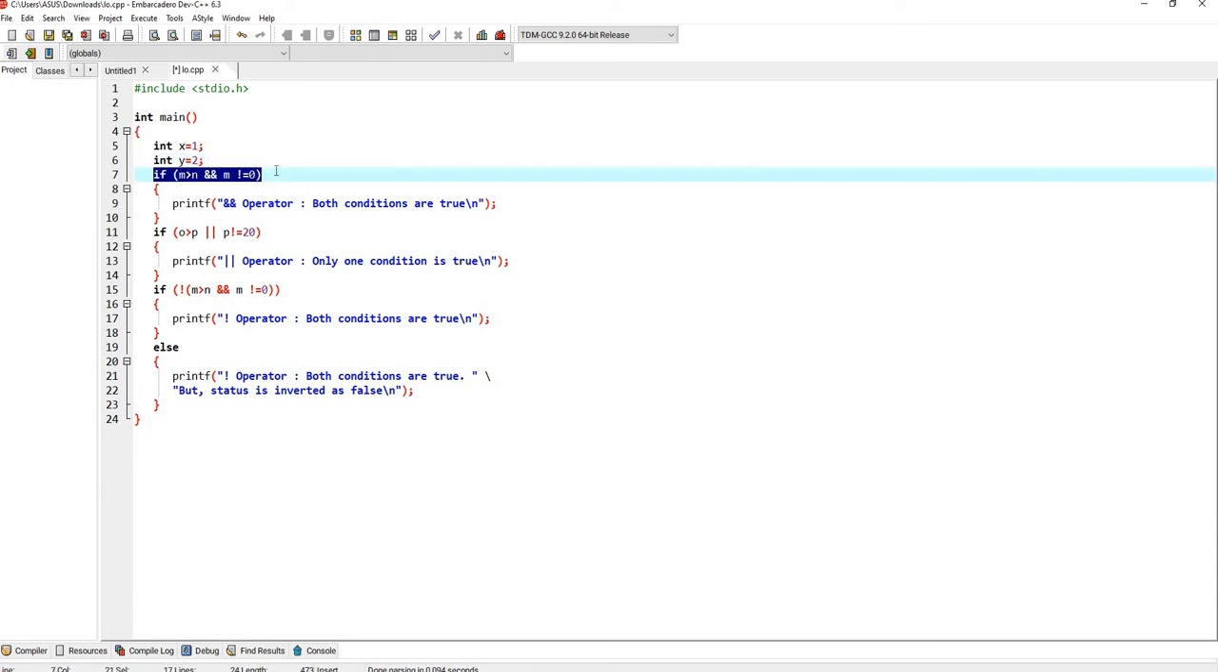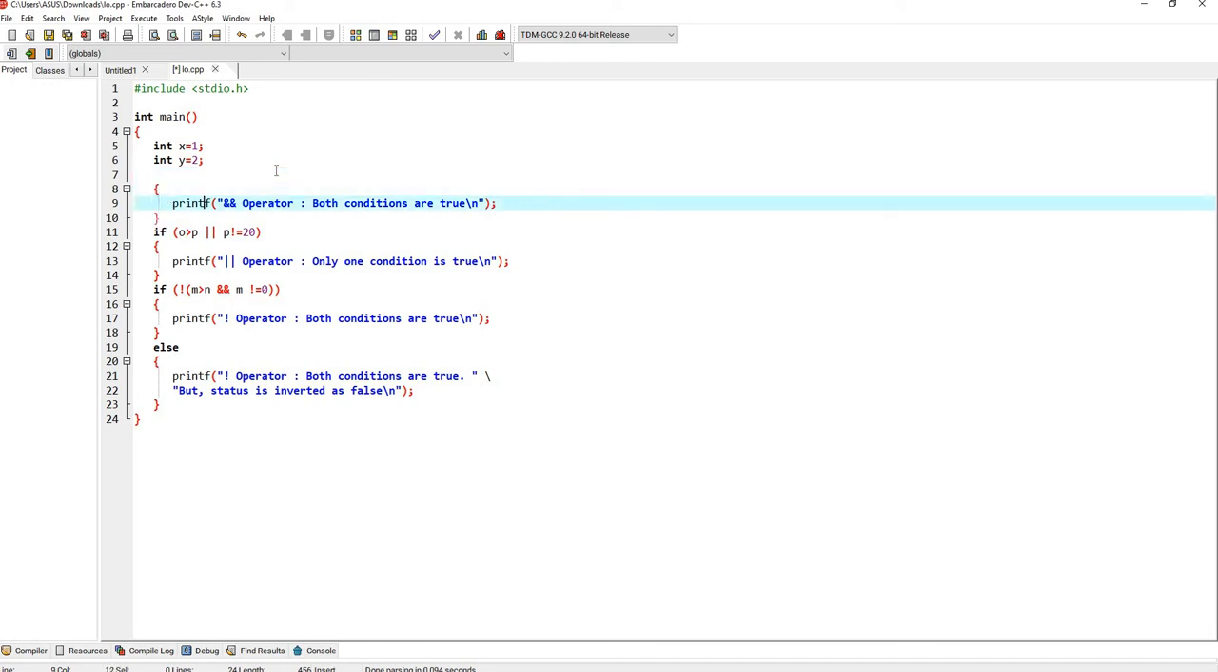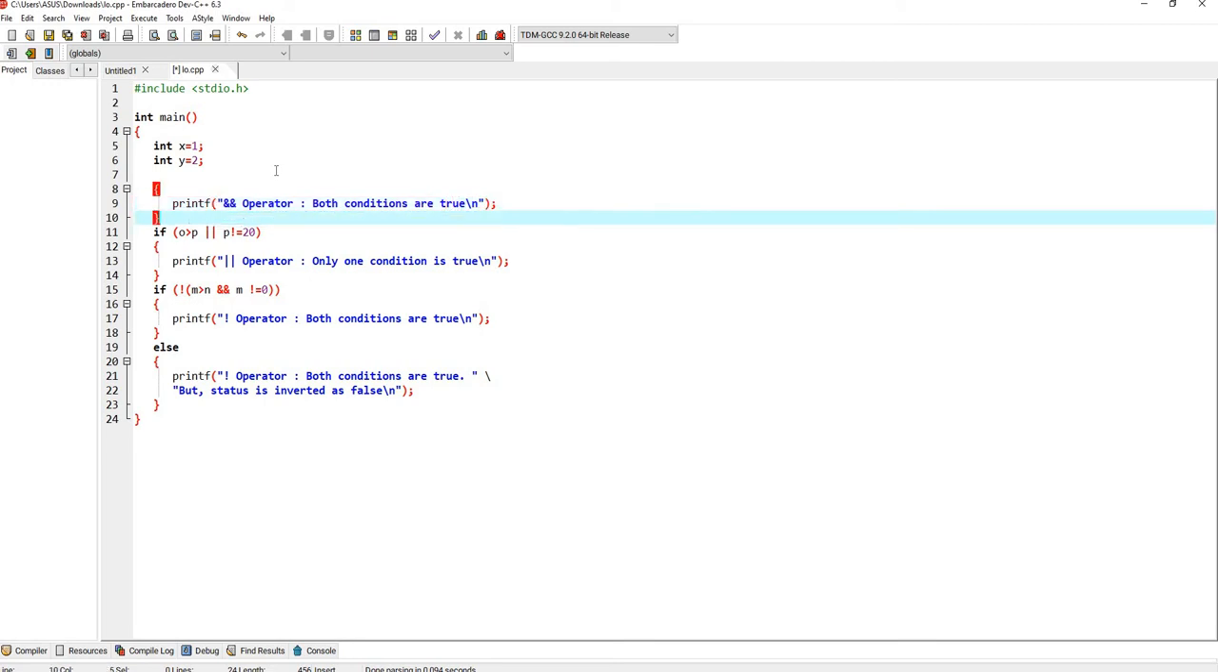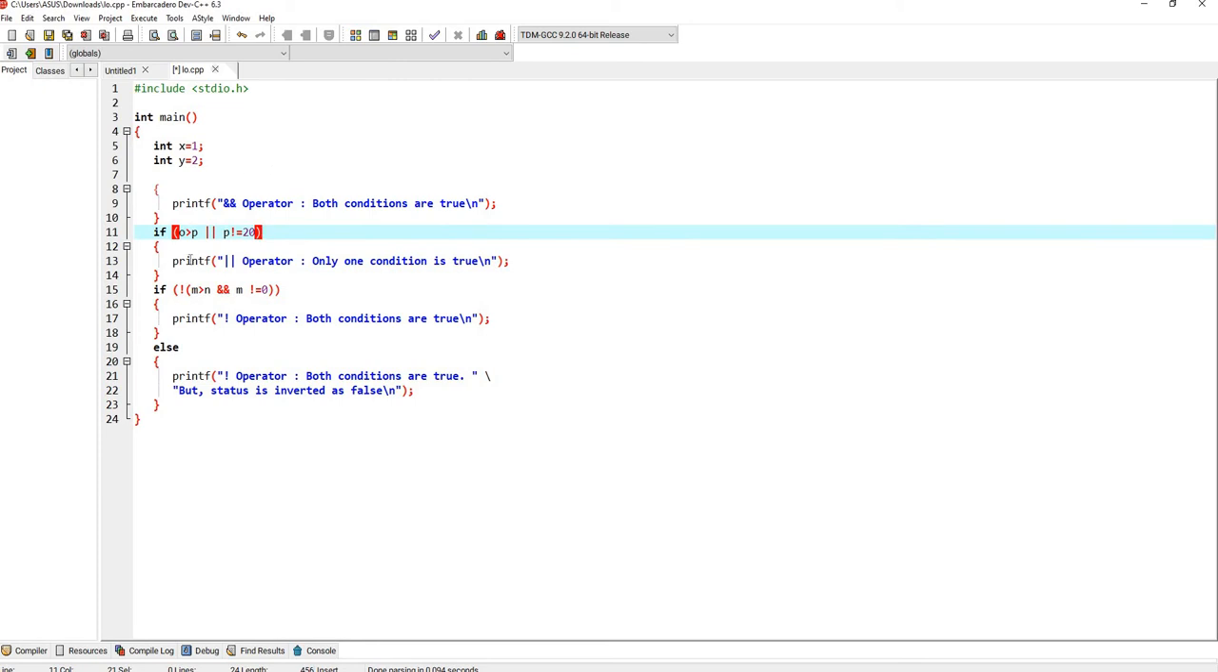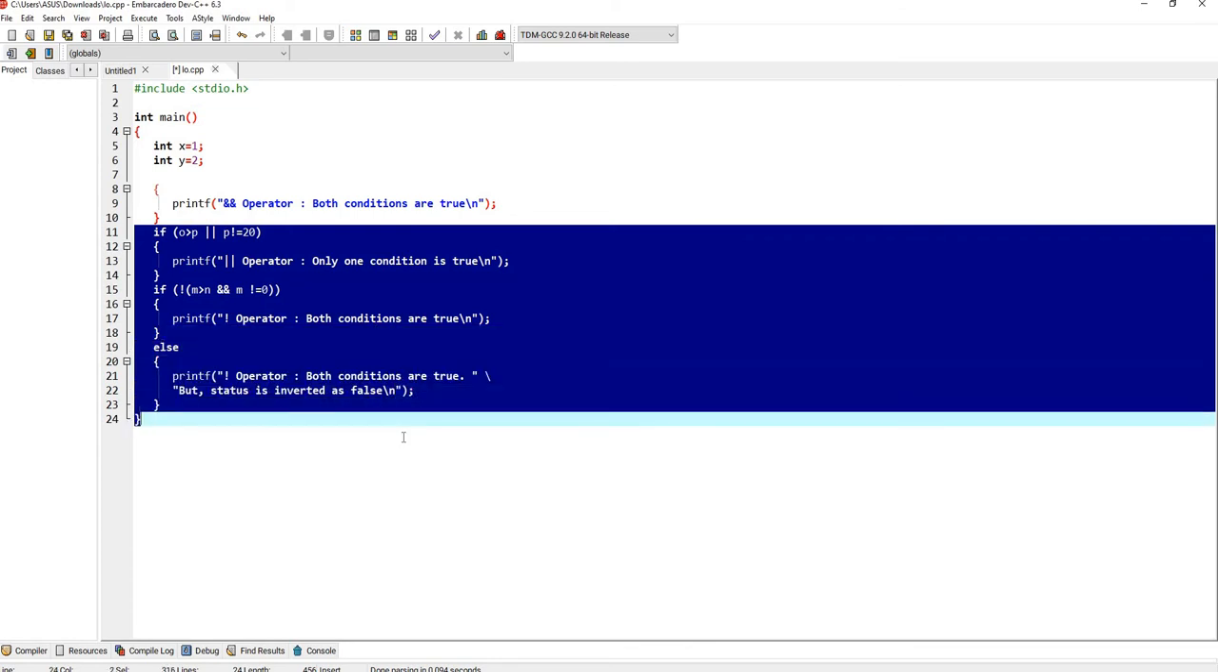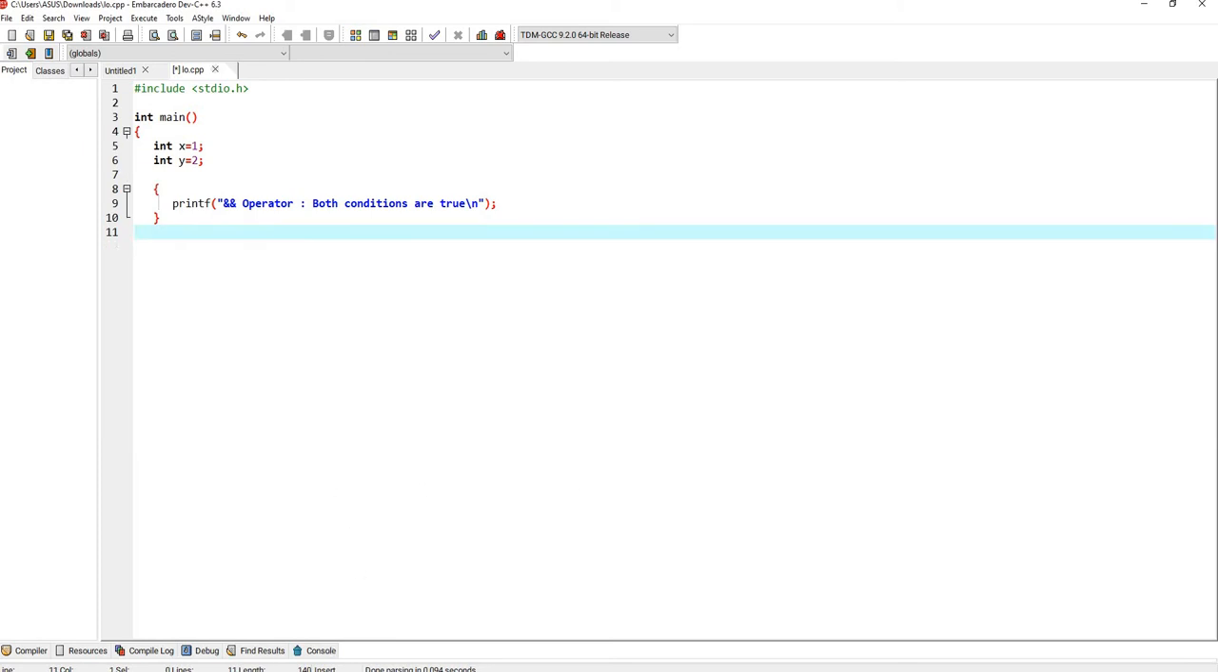Lagay natin, delete natin. Yan. Tapos, print f. Okay. Sa ating operator. Both conditions are true. Ayan. Tanggalin na natin yan. Delete. So, ito ang ating operator. Both conditions are true and ayan, okay. Try nga natin.